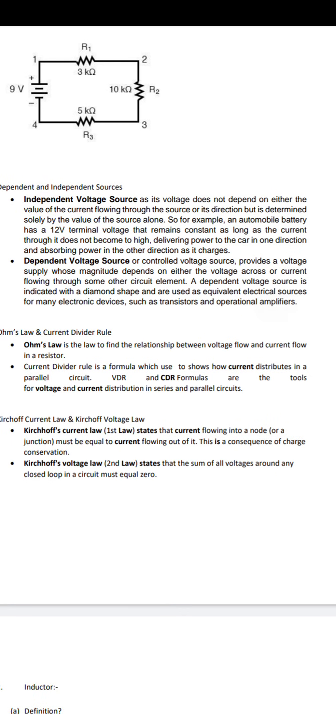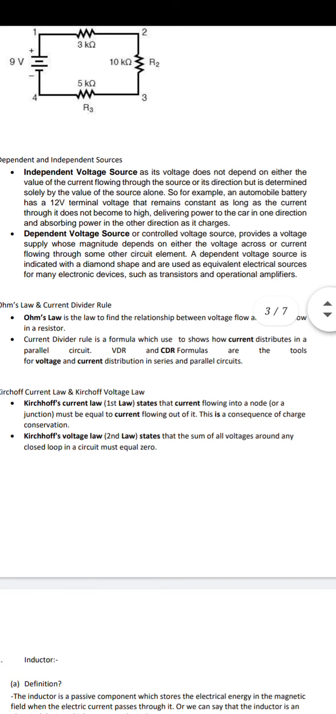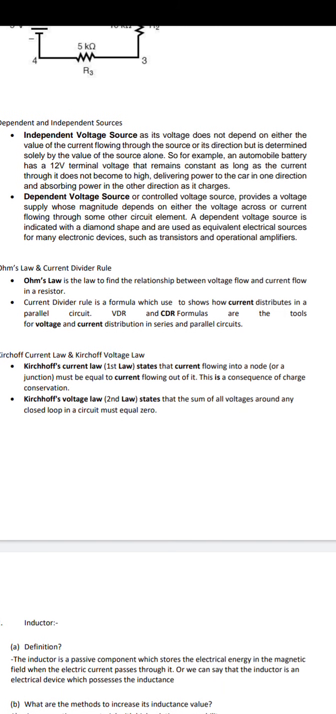A dependent voltage source, or controlled voltage source, provides a voltage supply whose value depends on either the voltage across or current flowing through another source or other circuit element. A dependent voltage source is indicated with a diamond shape and used as an equivalent electric source for many electronic devices such as transistors and operational amplifiers.